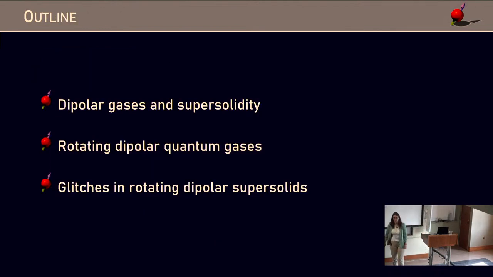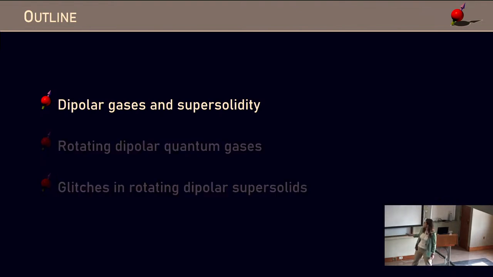So I will structure my talk in the following way. First, I will recap a bit the results from my group about supersolidity, in particular focusing on the structural phase transition from 1D to 2D supersolids. Then I will talk about dipolar gases under rotations. And finally, I will give an update about possible applications of rotating dipolar supersolids. In particular, I will show how this system could tell us something about the glitches that usually happen in neutron stars. So let's start with the first part.